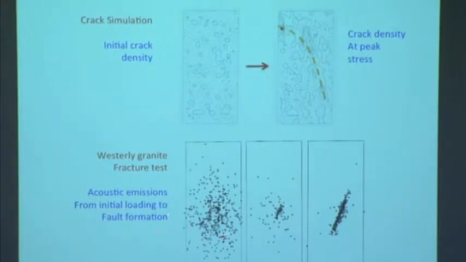For comparison, here would be a real granite sample where each dot is an acoustic emission from the source of a microcrack in the sample. Early on, you see very distributed deformation in the sample. But as you get to peak stress, this suddenly localizes into an incipient fracture plane that then grows. It is very, very reminiscent between the numerical modeling and the real world experiments.